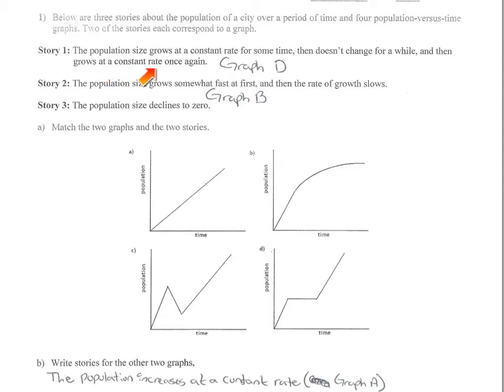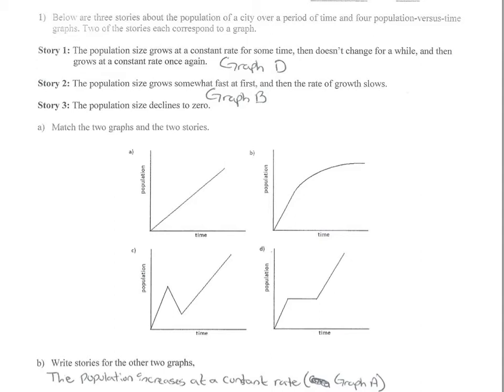So story 1. The population size grows at a constant rate for some time, doesn't change for a while, then grows at a constant rate once again. Constant rate means it's going to be a straight line. So it grows at a constant rate, but then it stops for a while, so it can't be A. Can't be B because this isn't constant when it occurs. Can't be C because C decreases. It never said anything about decreasing. It's got to be D. It increases for a while, stays constant, and then increases at a constant rate again.